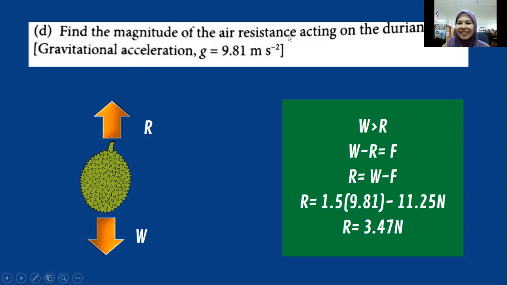Find the magnitude of the air resistance acting on the durian. As we know, the durian accelerates downward, so the downward force is greater than the upward force. So weight minus reaction is equal to F. R is equal to W minus F. R is equal to 1.5 times mg minus the resultant force. You don't need to find ma, because you already have the magnitude of the resultant force. The resultant force involved here is only F. R is equal to 3.47 newton.